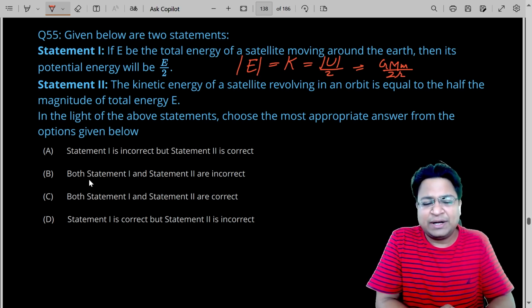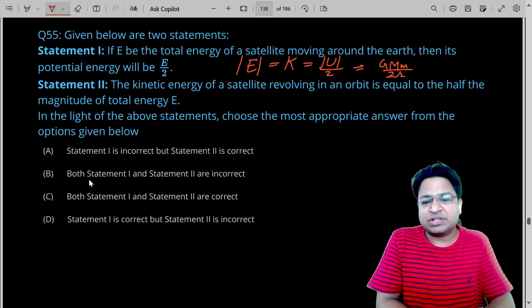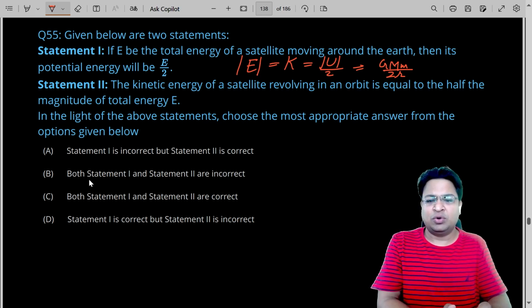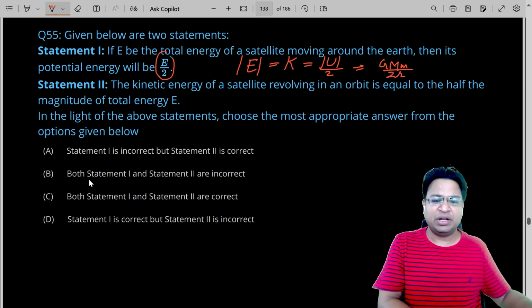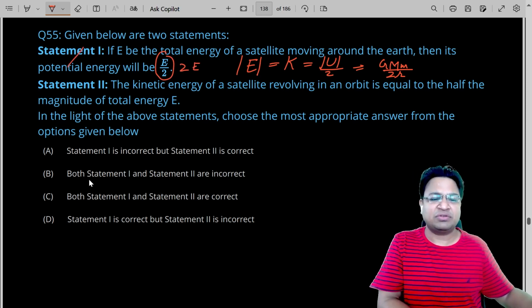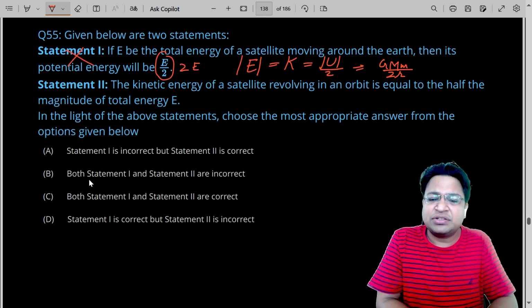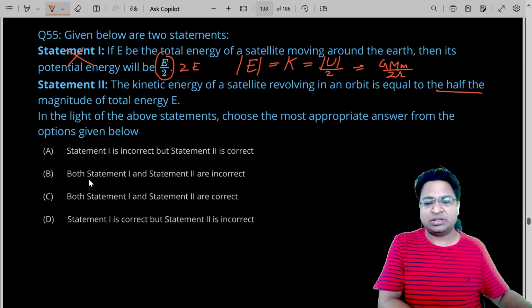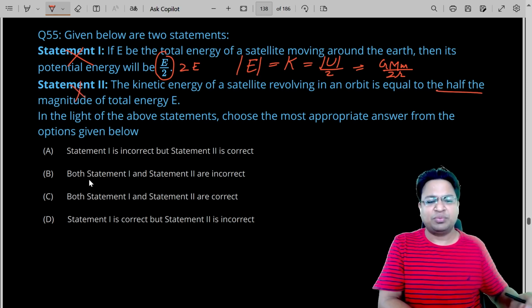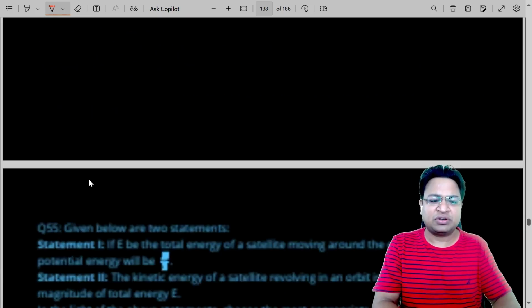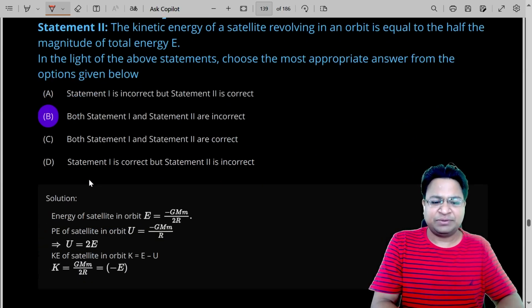So if E be the total energy of the satellite moving around the Earth, then its potential energy would be E by 2. Actually, this is a false statement. If it would have been 2E here, then that would have made it a correct statement. So right now, statement 1 is wrong. Now, the kinetic energy of the satellite revolving in the orbit is equal to half the magnitude of the total energy. Again, this is wrong. It is not equal to half. It is equal to the magnitude of the total energy, like K is equal to |E|. So this is also wrong. Both the statements are wrong, and therefore option B should be the correct one, as we can see here.